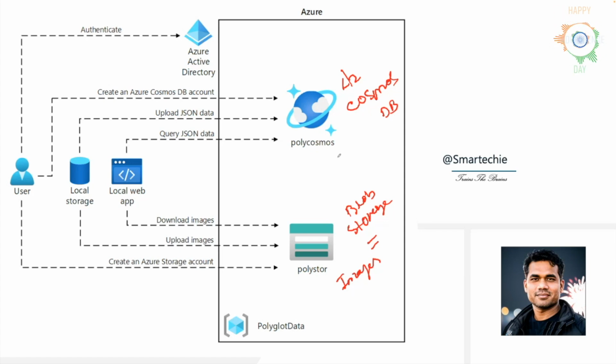Sudhir, what is the use of that query JSON data from the web app, if we have uploaded the image on the blob storage? What is the purpose of the query JSON data and the upload JSON data?